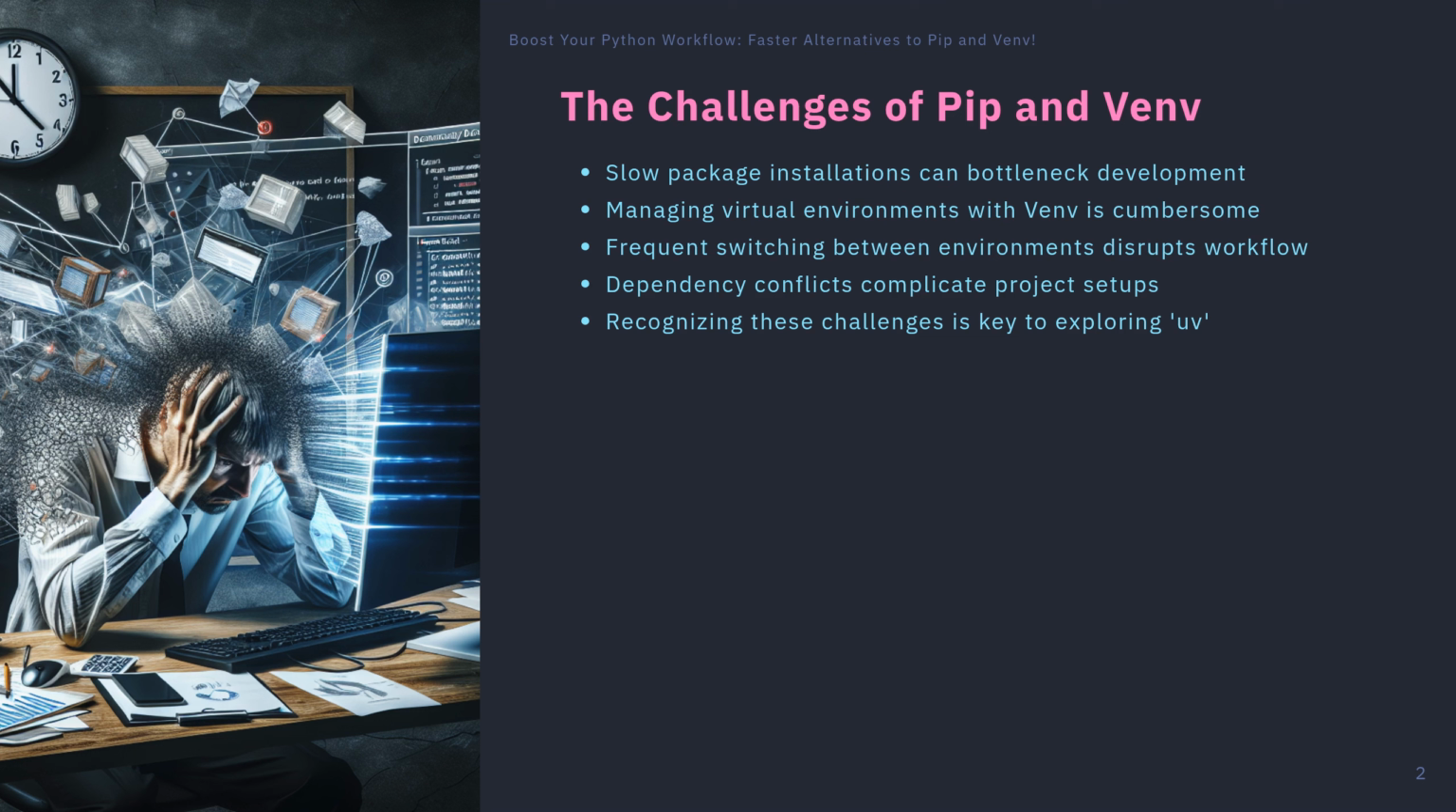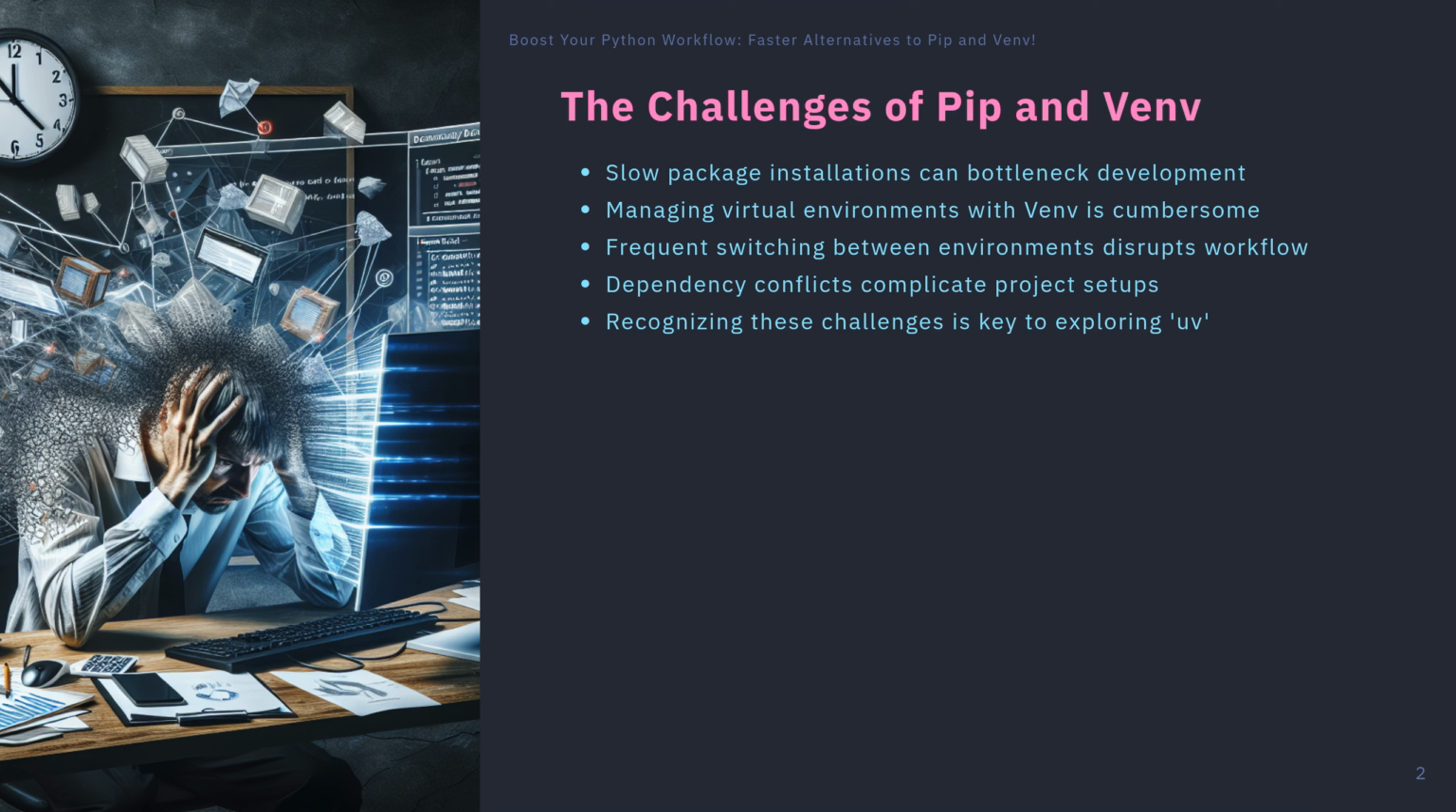While pip and venv have been staples in the Python ecosystem for years, they come with their own set of challenges. One of the primary frustrations developers encounter is the speed of package installations. As projects grow in complexity and dependencies increase, the time spent waiting for installations can become a significant bottleneck. Additionally, managing virtual environments with venv can be cumbersome, especially when switching between multiple projects. Each environment requires separate activation, which can interrupt workflow and lead to confusion.